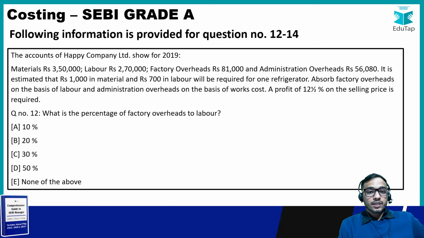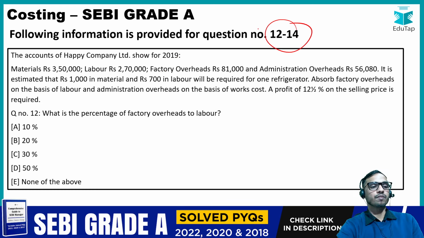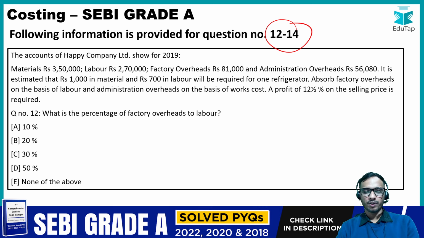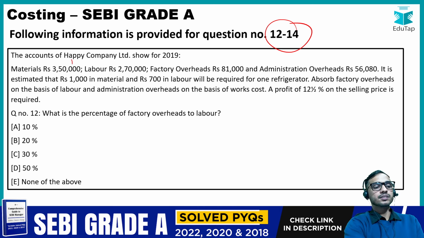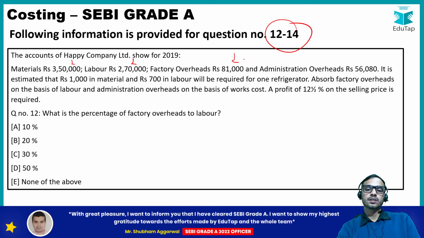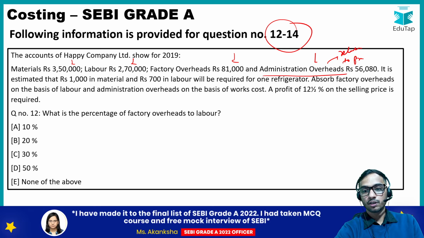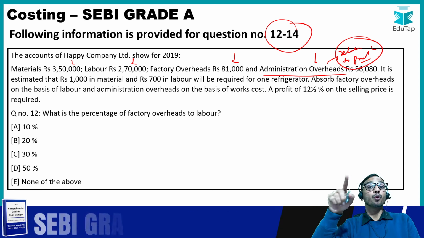Now we have the following information provided for the 12th to 14th question. We have a numerical for that. Okay, this numerical is very easy because now you know how to prepare the cost sheet. We have the material as this, total material, total labor cost, factory overhead as this, administrative overhead. Please remember this administrative overhead is related to production. This is very important, huh? You can add in the question that this administrative overhead is related to production.